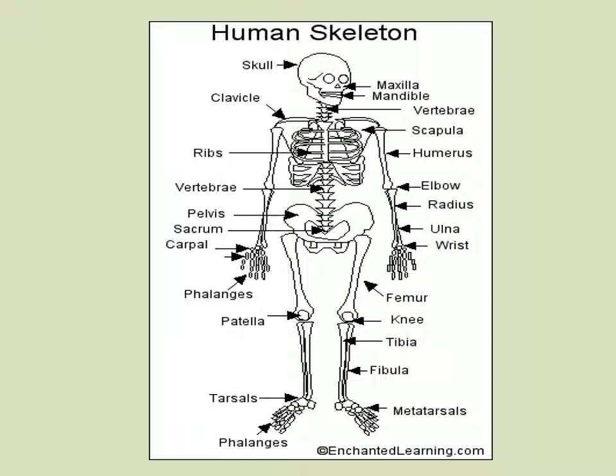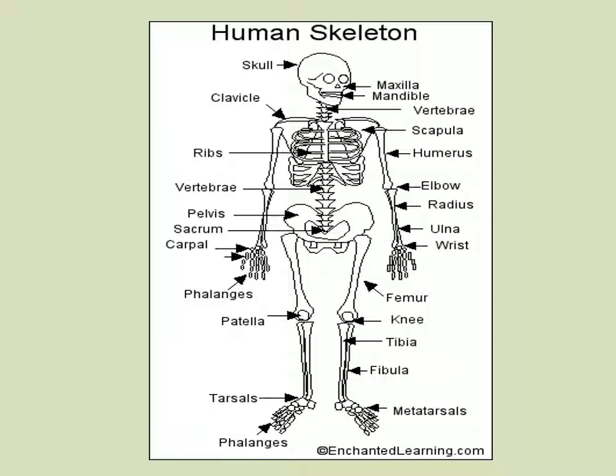Next in class, we will be going over the shoulder. So our shoulder blade is called our scapula. Our collarbone is technically known as the clavicle. Our upper arm bone is the humerus. Our forearm bone that is on the thumb side is called the radius. Our forearm bone that is on the pinky side in anatomical position is called the ulna. Our wrist bones are called carpals.